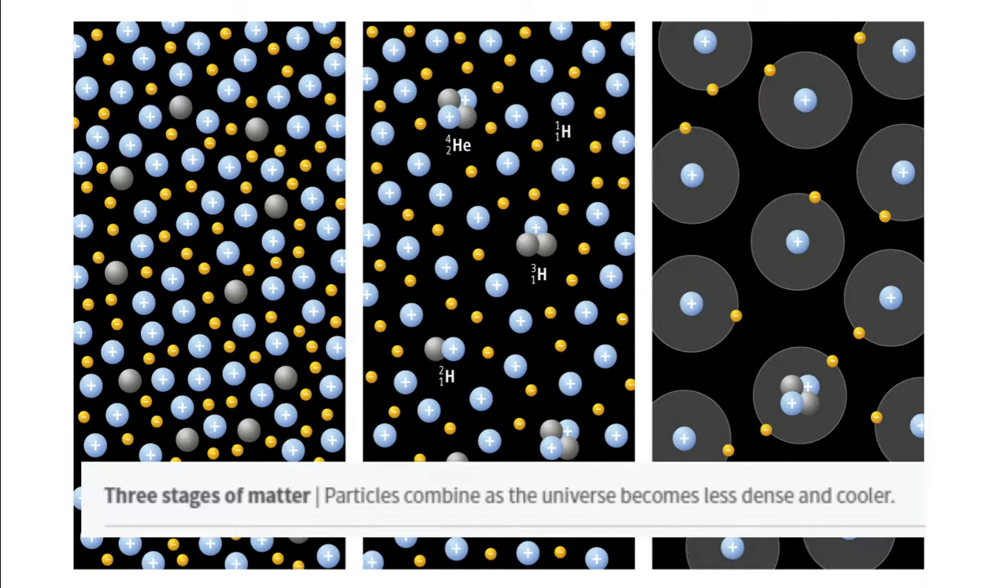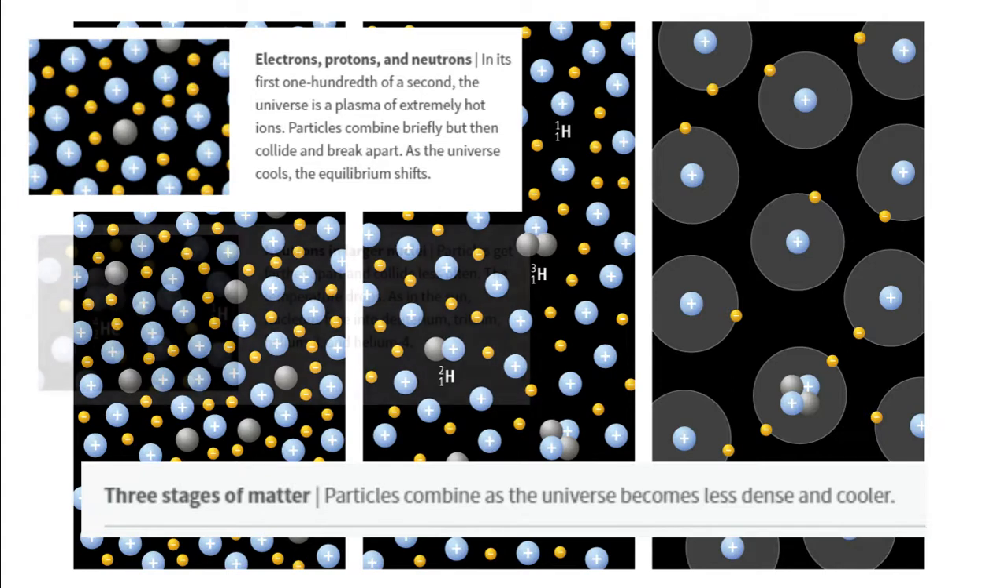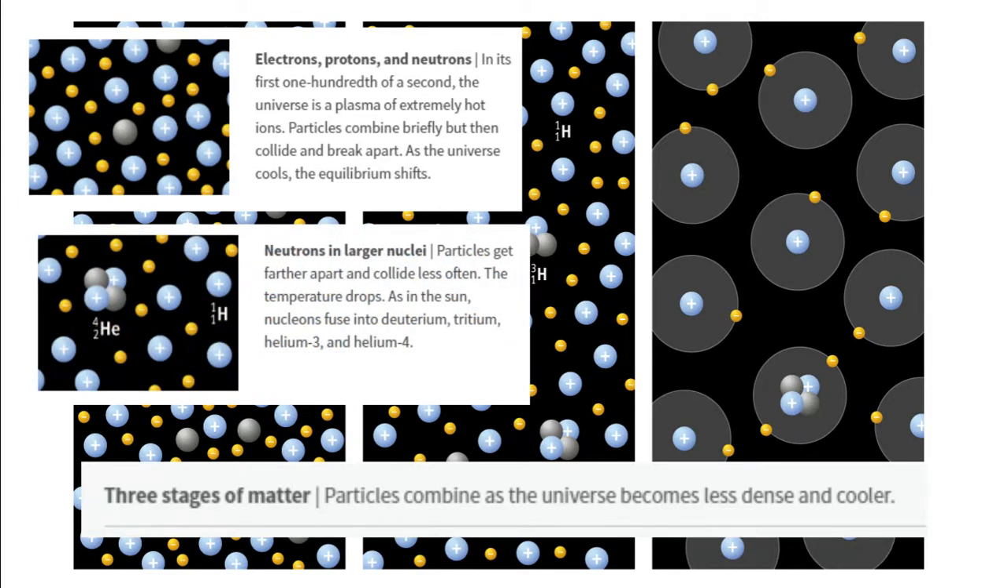So the three stages of the universe here, we start with this idea of electrons, protons, and neutrons. In the very, very beginning, this extremely hot plasma of ions could combine briefly, but then there was so much heat and so much energy that it would just break apart. And as things cool, we start to get larger nuclei.